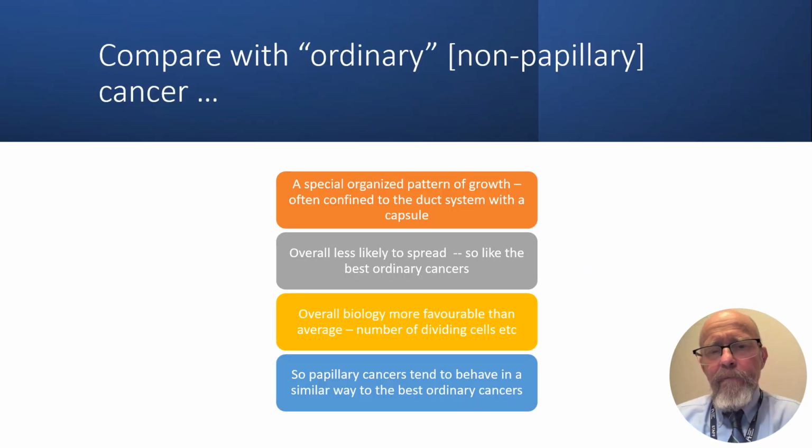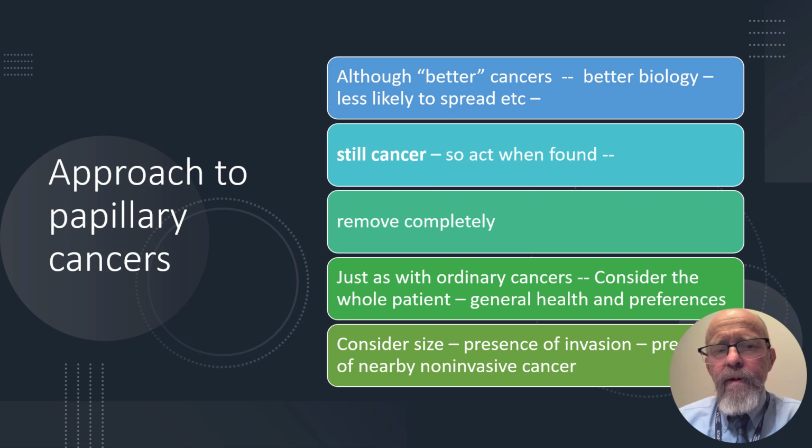So just to compare, we see that papillary cancers have a special organized pattern of growth. And we know that these are less likely to spread. And as such, they tend to behave in a fashion that is similar to the best ordinary cancers. But although they're better cancers with a better biology, they're still cancer. So it's appropriate to act when these cancers are found, to remove them completely.